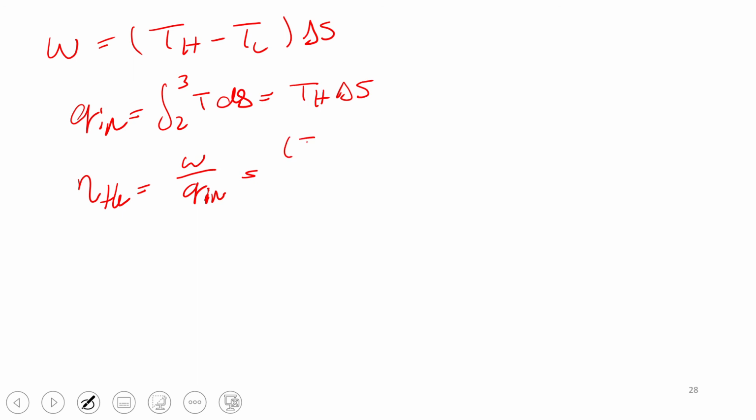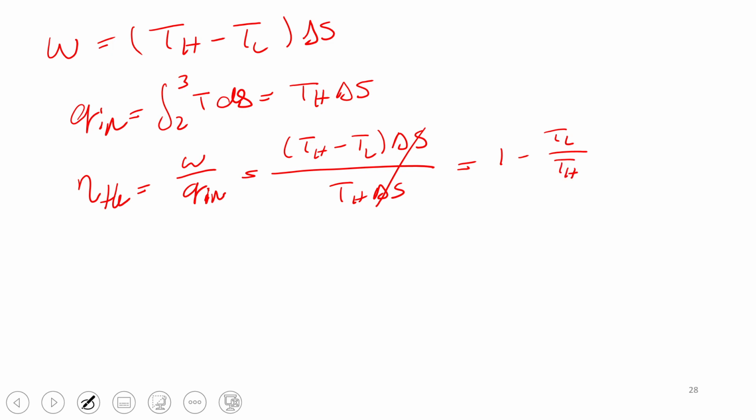Just plug in the formulas: TH minus TL times delta S over TH times delta S. Delta S will go away, and you will get 1 minus TL over TH, which based on the diagram we have is equal to 1 minus T1 over T2.